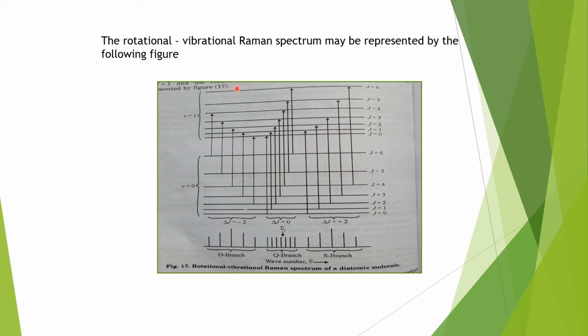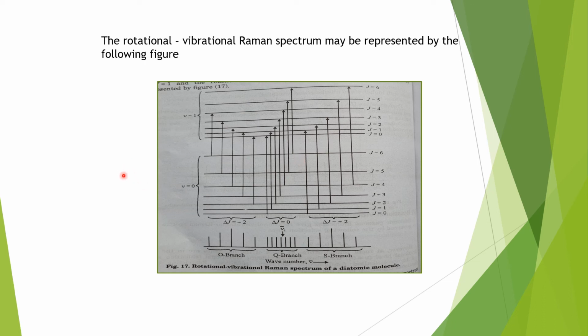Now here this particular figure shows the rotational vibrational Raman spectrum. Here you can see the three lines, that is the O branch for delta J equal to minus 2, the Q branch for delta J equal to 0 and the S branch for delta J equal to plus 2. So here these are the rotational quantum numbers, that is J equal to 0, 1, 2, 3, 4 up till 6 here.